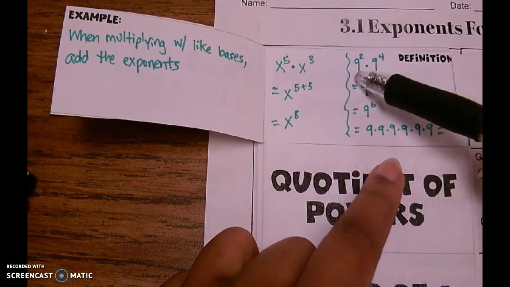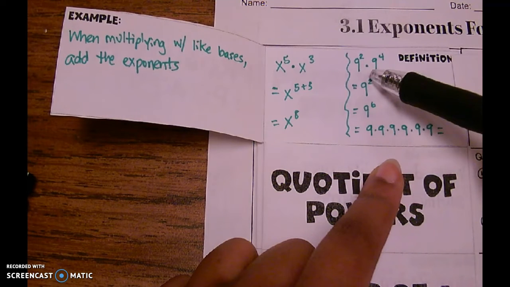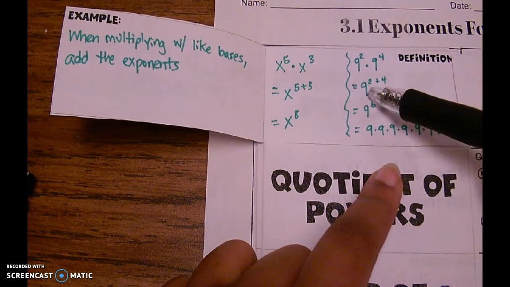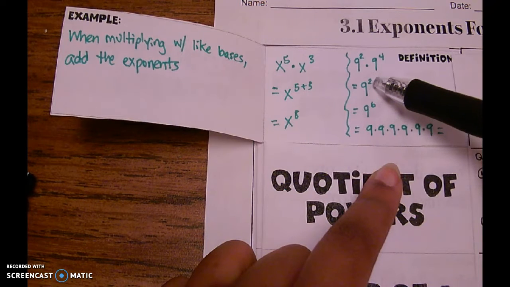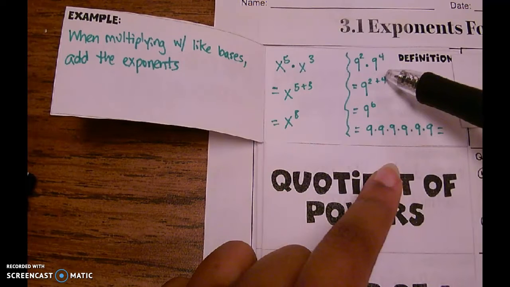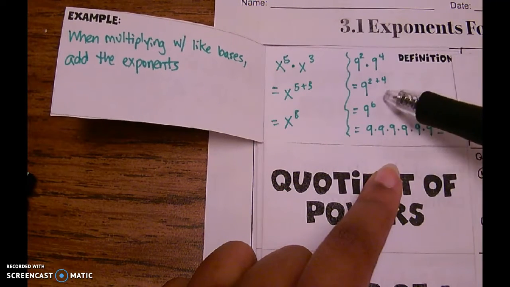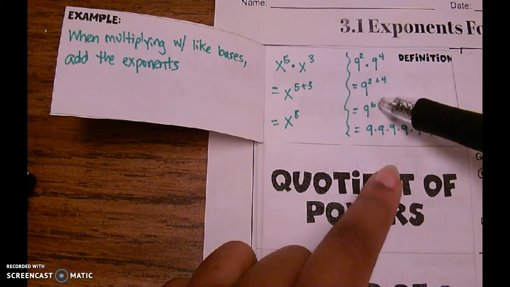Okay, here's another example of that. If we were to have 9 to the 2nd power times 9 to the 4th power, then we would bring down our equal sign and write 9 as our base and 2 plus 4 in our exponent section. And we know that 2 plus 4 is 6. So this is the same thing as 9 to the 6th power.